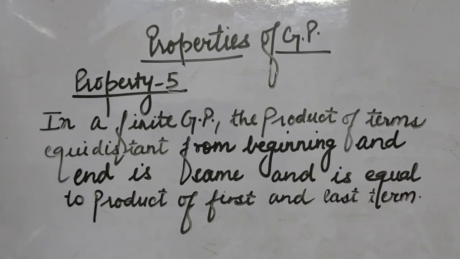Yes, students, what is our property number 5? In a finite GP, the product of the terms equidistant from beginning and end is same and is equal to the product of first and last term. As we have done this same property in an AP as well, so I think it does not need that much description. Everyone knows what this property is saying, that in a finite GP, if we are finding the product of the terms which are equidistant from beginning and end, that will be always same and that will be always equal to the product of the first and last term.